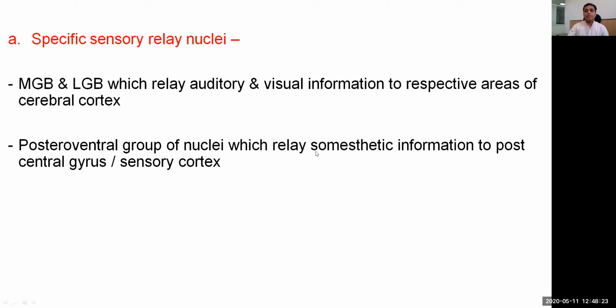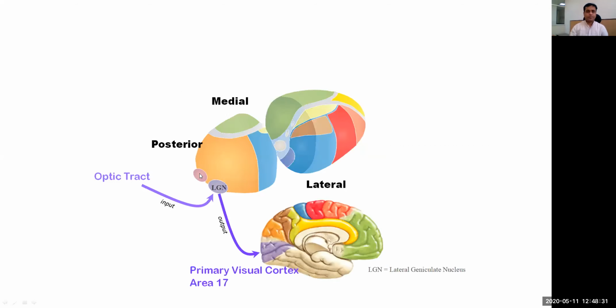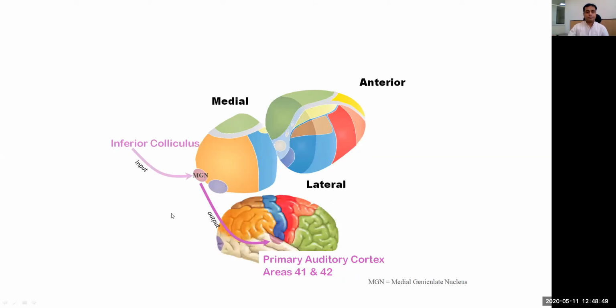Posteroventral group of nuclei, which relays somesthetic information to the postcentral gyrus, or the sensory cortex, or somatosensory area. As we can see here, the optic tract is giving input fibers to the lateral geniculate body, whereas from the lateral geniculate body, the relay fibers are going to the primary visual cortex in the posterior lobe of the cerebrum.